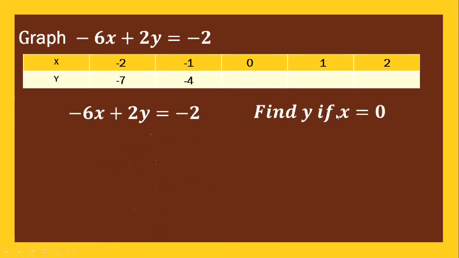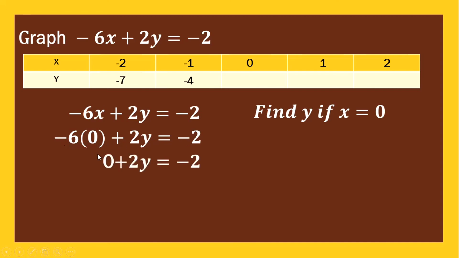Next, find y if x is 0. Again, this x should be 0. So, negative 6 times 0 plus 2y equals negative 2. Negative 6 times 0 is simply 0, plus 2y equals negative 2. So, we have 2y equals negative 2. Divide both sides by 2. We have y equals negative 1. Meaning, if x is 0, y is negative 1.